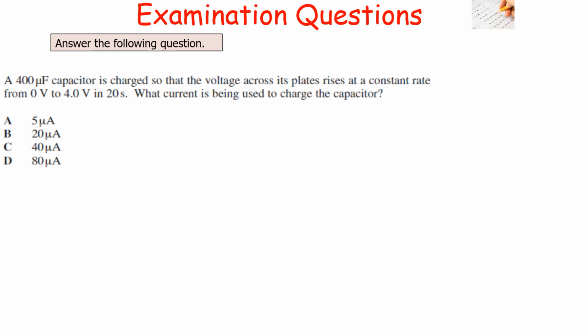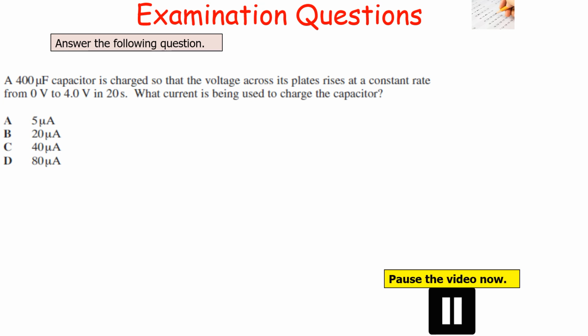The next question says, a 400 microfarad capacitor is charged so that the voltage across its plates rises at a constant rate from 0 volts to 4 volts in 20 seconds. What current is being used to charge the capacitor? So pause the video now, then unpause the video when you want to go through your answer.